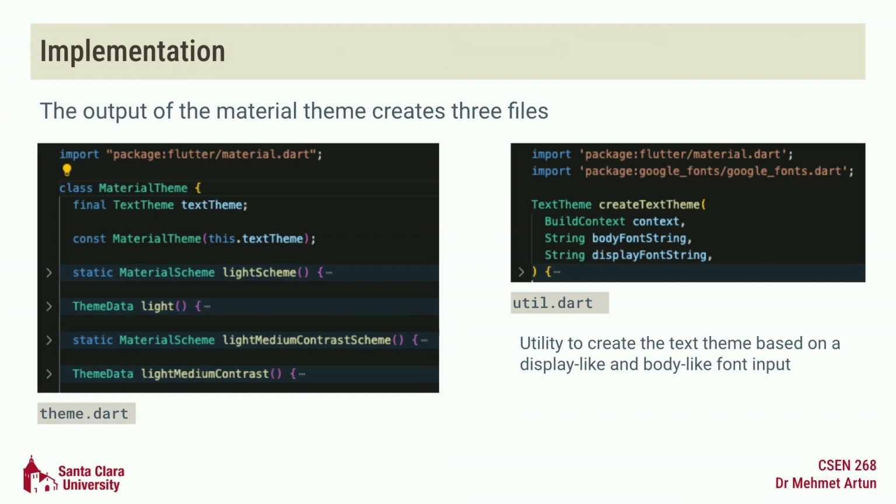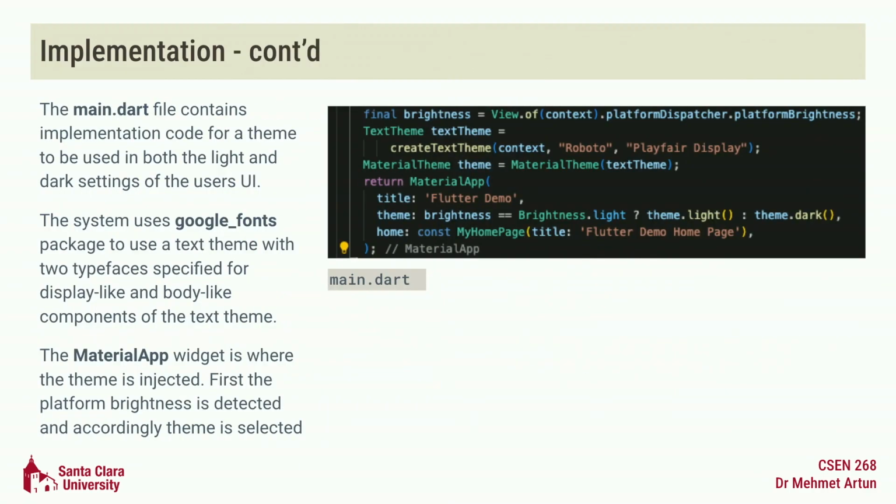And the same thing with the text theme. You create a text theme by specifying the body font and display font, and there's the equivalent on the material. For example, how do we implement a theme in Flutter?